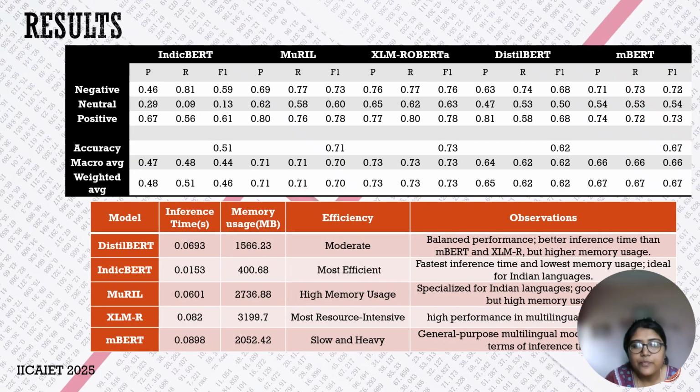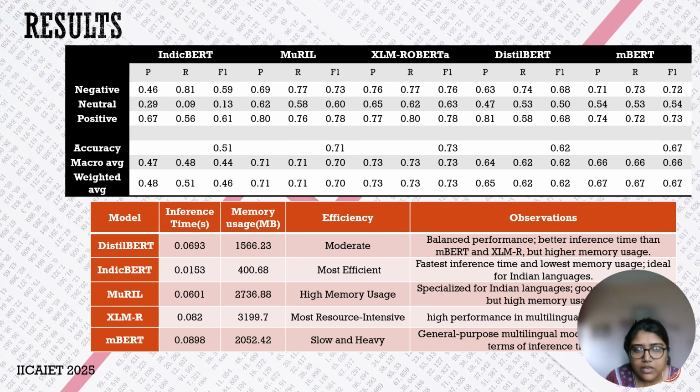But when we see the rate of accuracy, IndicBERT gives the best results because it takes only 0.015 seconds for the inference time and 400 MB of memory. So it is very fast. It is very ideal for the Indian languages.